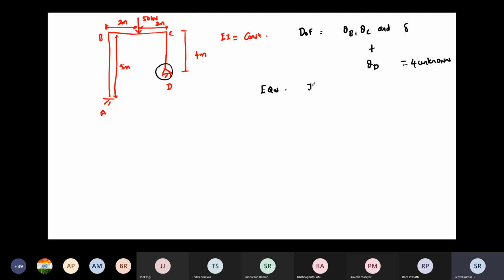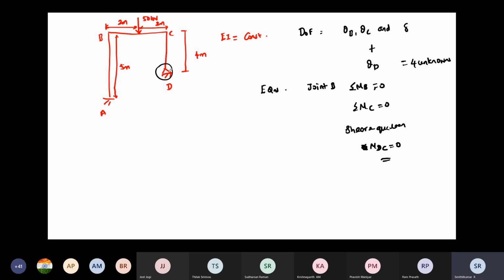Moment at joint B, sigma MB equal to 0, sigma MC equal to 0, then the shear equation, then plus the moment at D equal to 0. Not summation, just the moment at D equal to 0, MDC equal to 0.